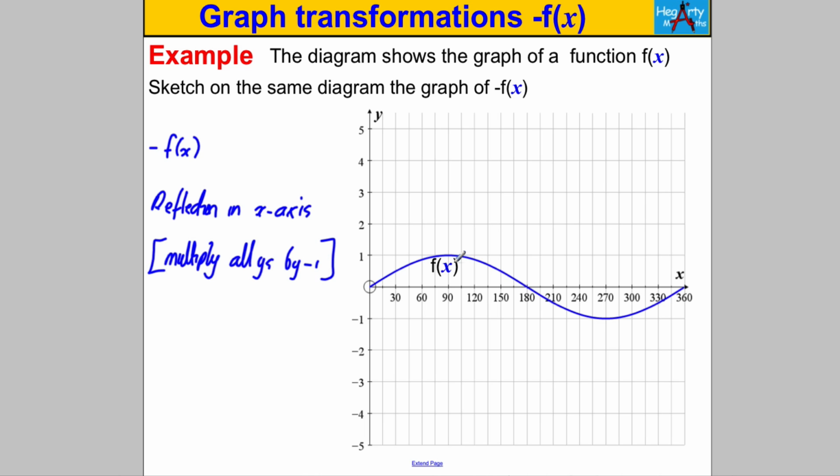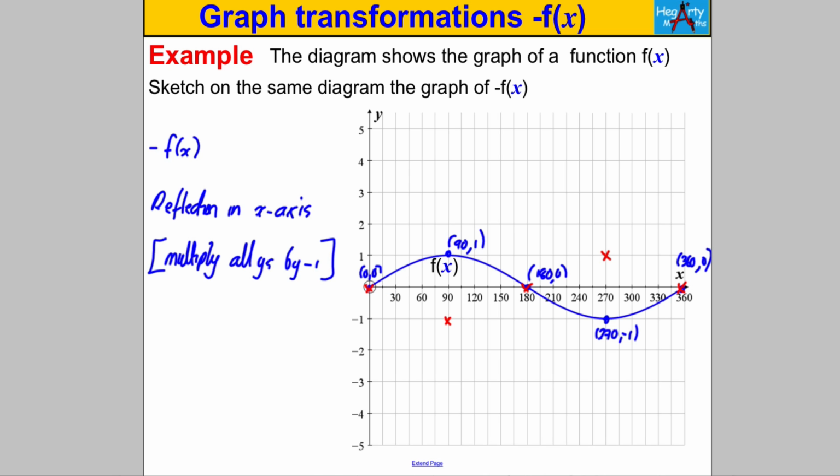So let's pick the key values on this graph. This here is 0, 0. This here is 90 across, 1 up. This here is going to be 180, 0. This here is 270, negative 1. And this here is 360, 0. All I'm going to do in each of these cases is multiply the y number by negative 1. 0 multiplied by negative 1, still 0. We've got a point there. 1 multiplied by negative 1, that's going to be down here. 0 multiplied by negative 1 still there. Negative 1 multiplied by negative 1 is up there, and the other one's there.